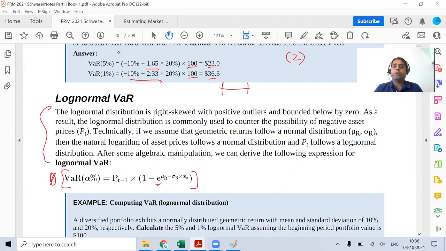There is one important line over here in the first part itself. It is bounded by 0. Why? Because I hope you remember from your level 1, the log normal distribution is bounded by 0. It cannot go below 0. Hence, generally when we talk about the asset price, we want to showcase it as a log normal distribution, because asset price cannot go below 0, to counter the problem of negative asset price.